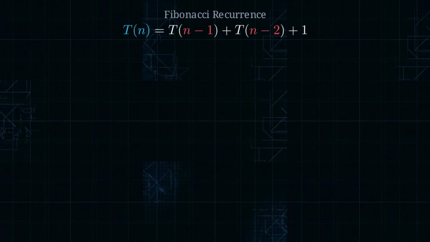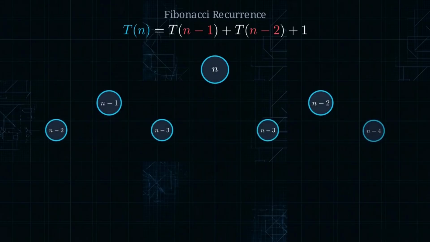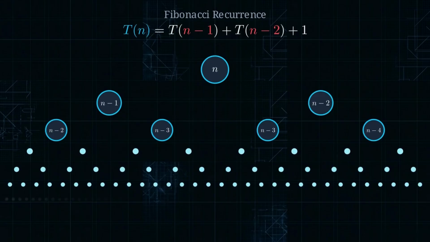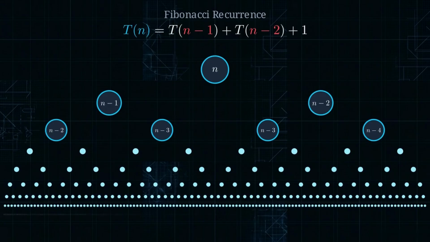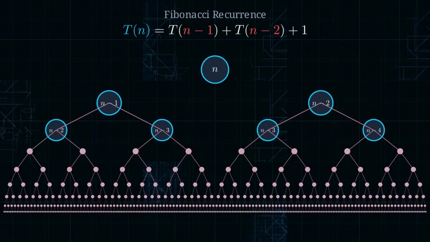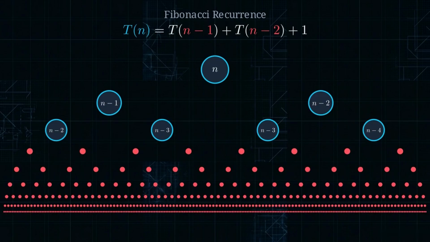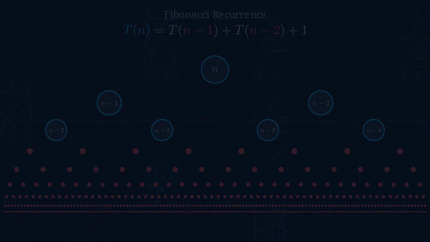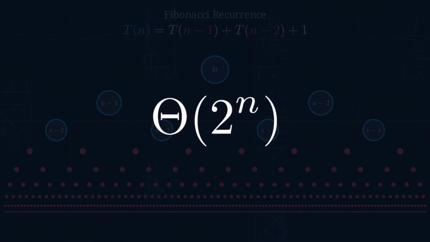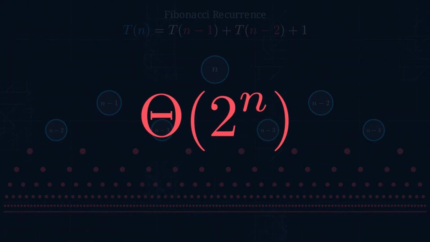The Fibonacci recurrence, T of n equals T of n minus 1 plus T of n minus 2 plus 1, subtracts from the problem size at each step instead of dividing it. This shift causes an unchecked exponential explosion of recursive calls, where the number of nodes essentially doubles. Because the tree width doubles endlessly, the total work multiplies out of control. The algorithm falls into an exponential time complexity of theta of 2 to the n.